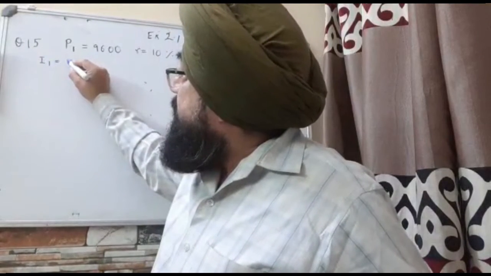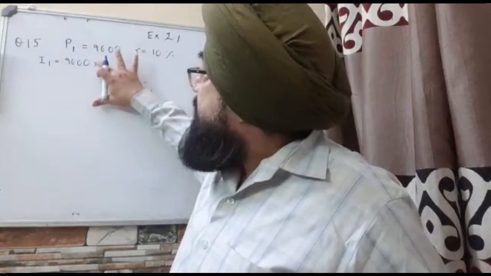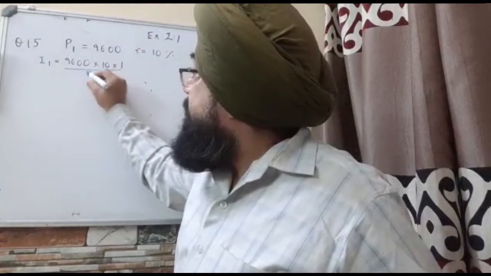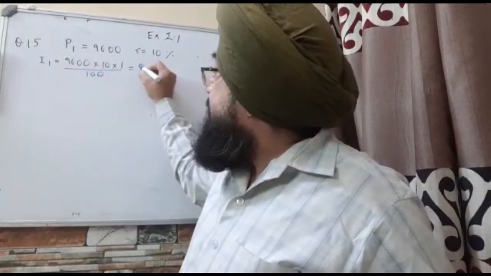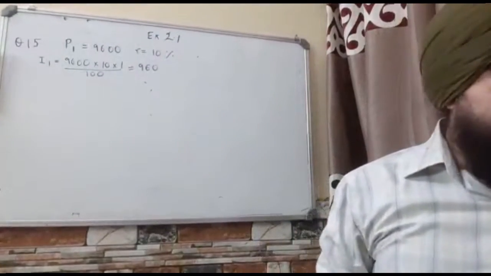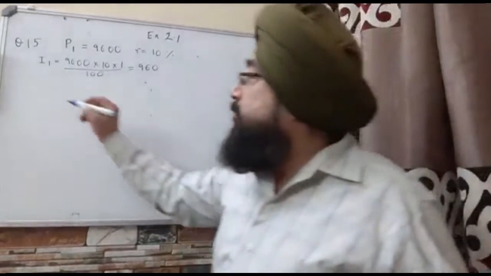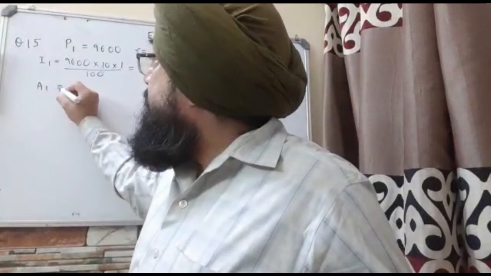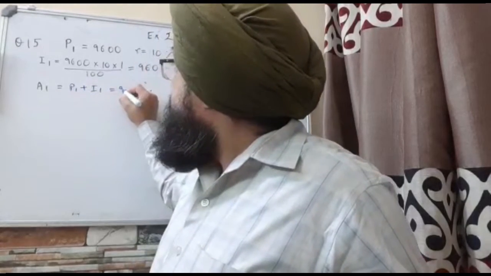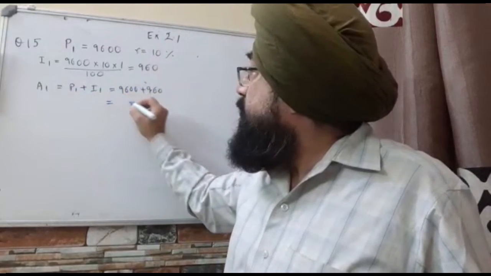I1 is equal to P1 into R, that is 10, into 1 over 100. So that comes out to be 960. So interest for the first year is 960. But we are supposed to tell what is the sum due at the end of first year. Sum due meaning A1. So A1 becomes equal to P1 plus I1. That is nothing but 9600 plus 960. And that comes out to be how much?